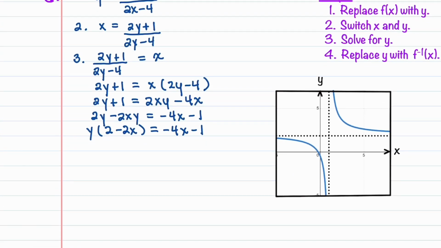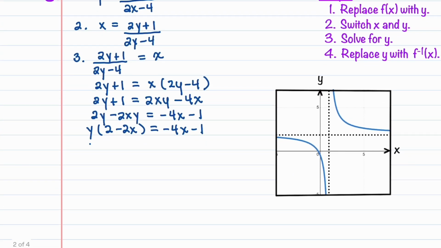What we need to do now is solve for y. So let's divide each side by 2 minus 2x. So we have a minus 4x minus 1, all divided by 2 minus 2x. And that's our answer for y.